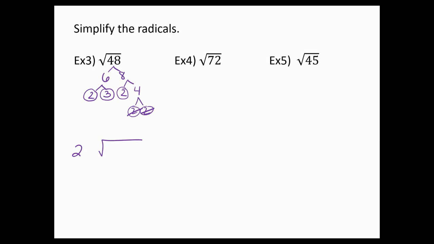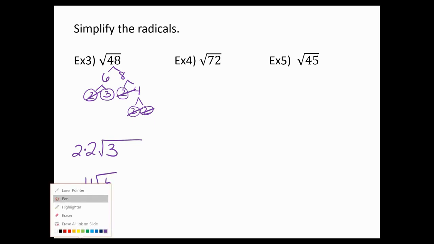So I had a pair of 2s, so I get a 2 out. I have another pair of 2s, so I get another 2 out. The 3 is left without a buddy, so it stays inside the square root. The numbers out front are going to be multiplied, so my final answer would be 4 root 3.